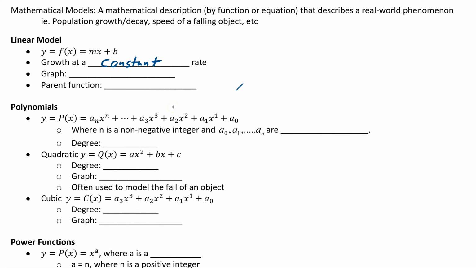because our line will just go straight up, constant increase or constant decrease. So we're going to either get a positive slope or a negative slope. The graph of this is a line, and its parent function is y equals x. So m is what's going to vertically stretch or compress it, and b is our shift up and down.